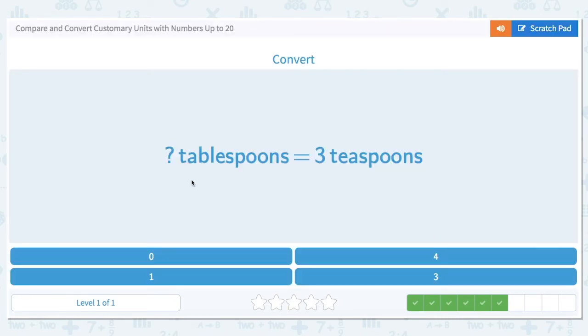How many tablespoons equals 3 teaspoons? Well, 1 tablespoon is the same as 3 teaspoons. So if you are ever baking and something calls for a tablespoon, but let's say your tablespoon is dirty, it's in the wash, you can substitute 3 teaspoons. So 1 tablespoon is the same as 3 teaspoons.